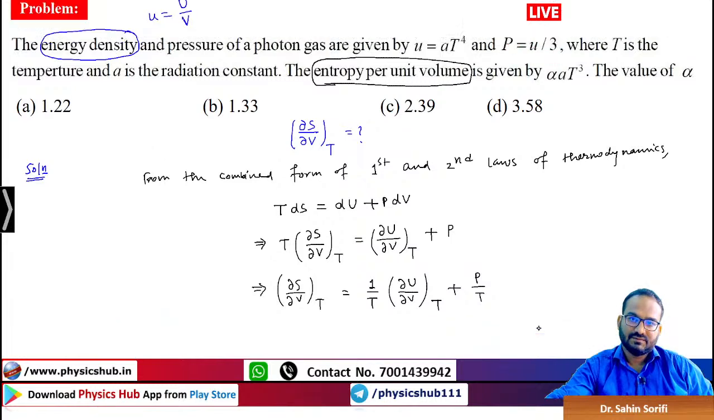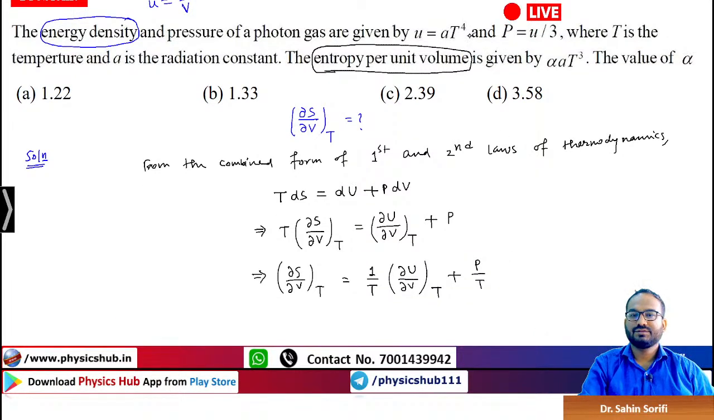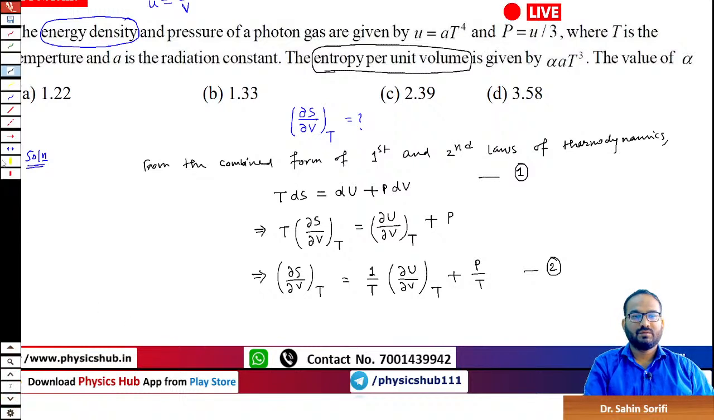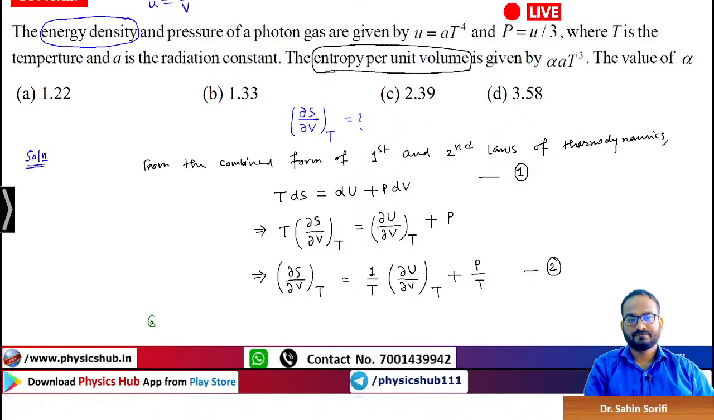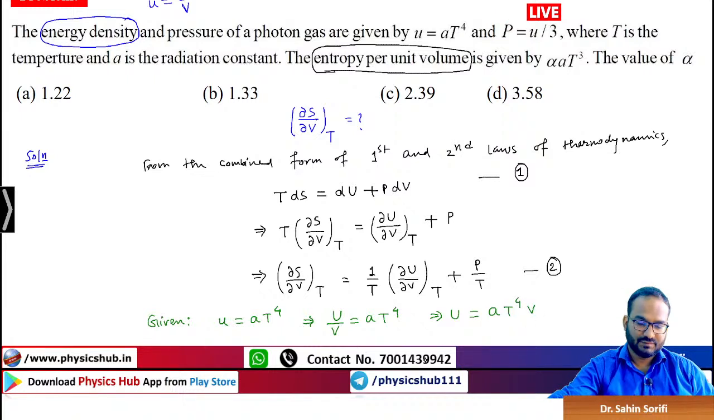Now, look at the question, what is given to us. We are given U is equal to A T to the power 4. Let us say this is equation 1, equation 2. Now, what is given? Let us write that. Given U is equal to A T to the power 4. That means U is equal to energy per unit volume. This is equal to A T to the power 4. And hence U is equal to A T to the power 4 times this one. Option B is coming. Yes, very good. Very good, Ajay.